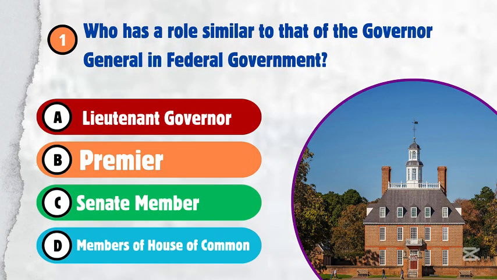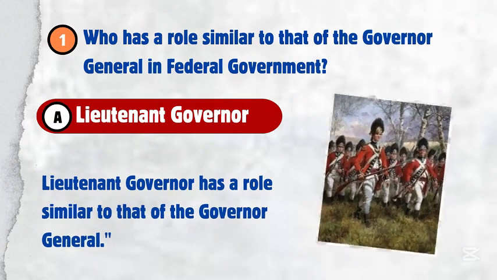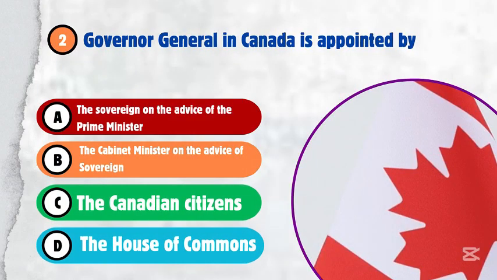C. Constitutional monarchy. 1. Who has a role similar to that of the Governor General in federal government? A. Lieutenant Governor. B. Premier. C. Senate member. D. Members of House of Commons. Answer: A. Lieutenant Governor. The Lieutenant Governor has a role similar to that of the Governor General.